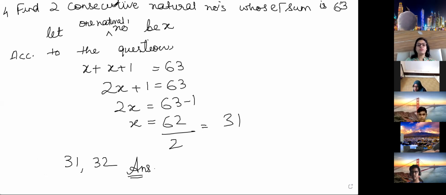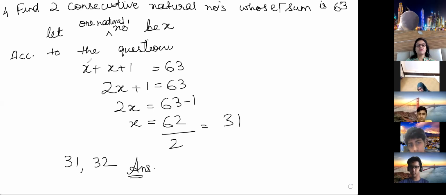If odd numbers had been mentioned, you would have added 2: x, x plus 2, x plus 4. But they have asked for simple consecutive natural numbers, so you just add one. One natural number is x, then the other natural number is x plus 1. According to the question, the sum.